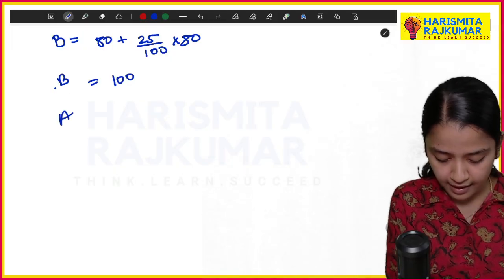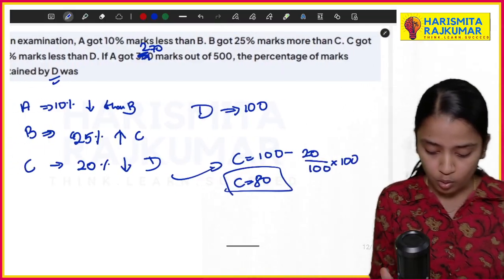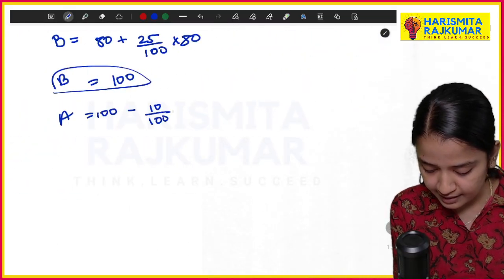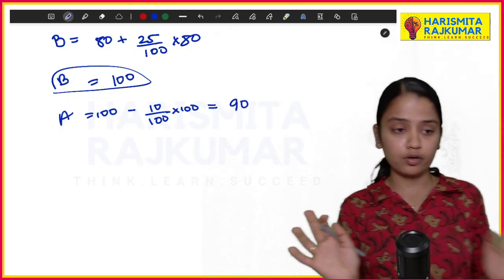Then what is A? Your A is 10 percentage less than B. Okay, so I'm having B. In that, 10 percentage less than B, I will be getting it as 90. I hope you understood it.